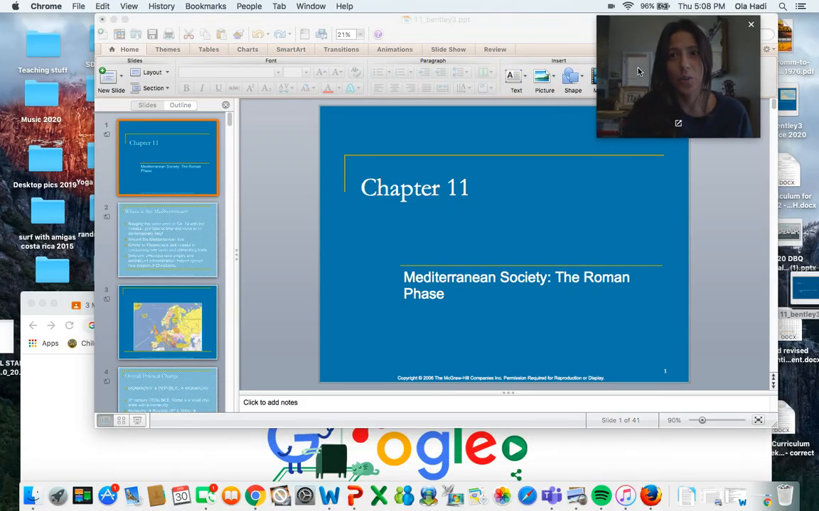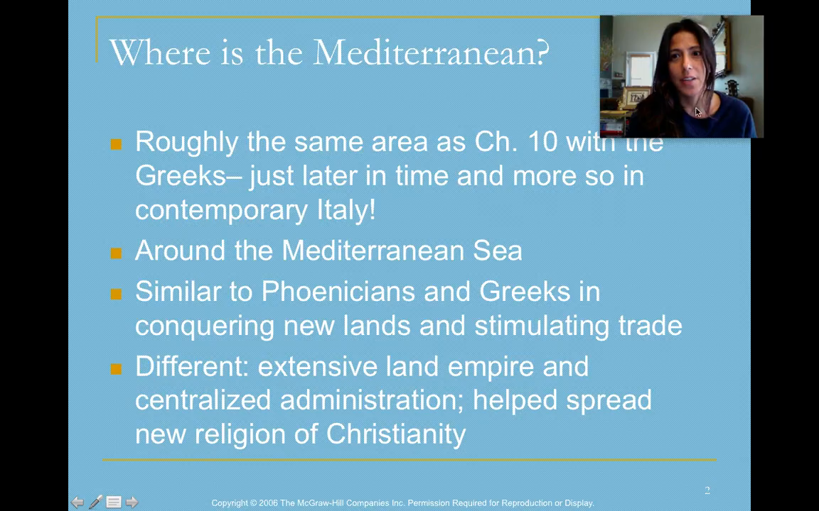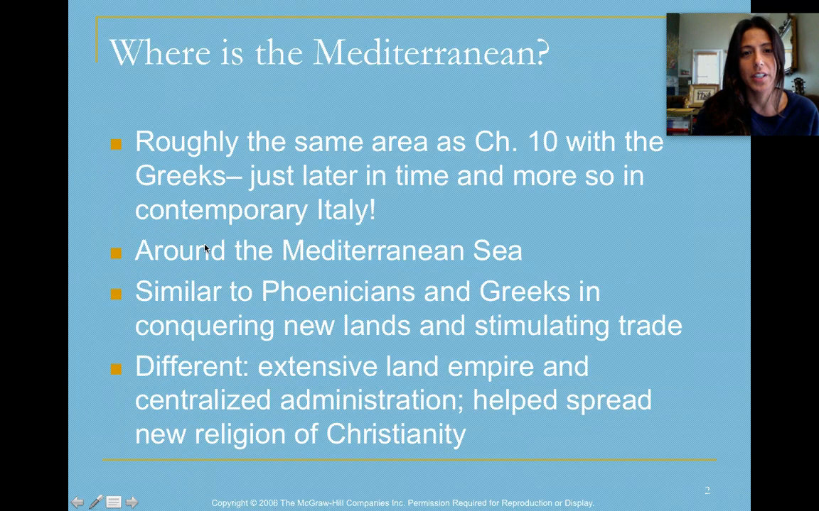This is not in your slides at home, so I just want to go over it really quickly, just some notes. This is roughly the same area as Chapter 10 with the Greeks, just later in time, and more so in what we think of as contemporary Italy. We know that the Mediterranean encompasses a large area, all the lands touching the Mediterranean Sea. But in the chapter on Greece, we were focused mostly on the Greek area, what we think of as modern-day Greece, and this time it's going to be Italy.